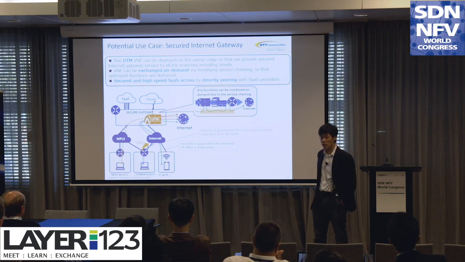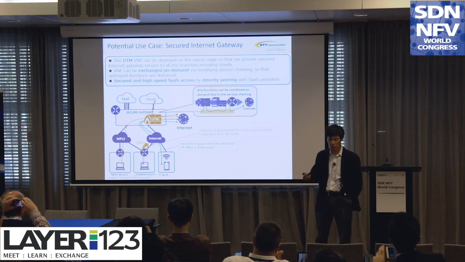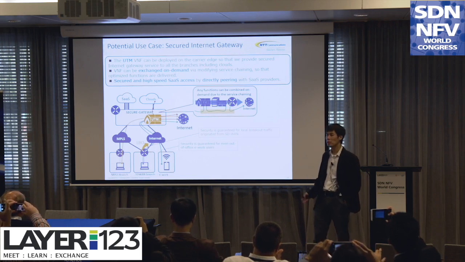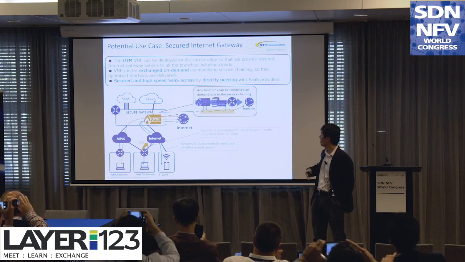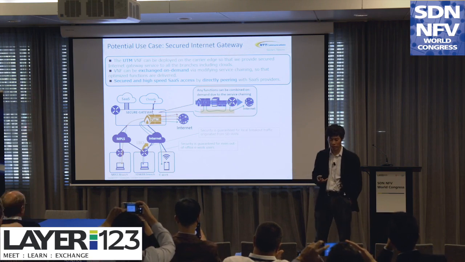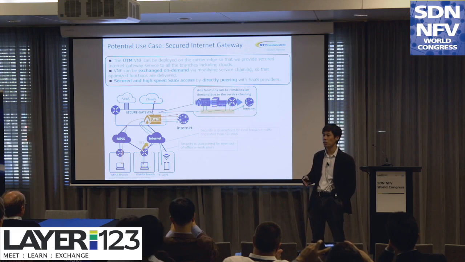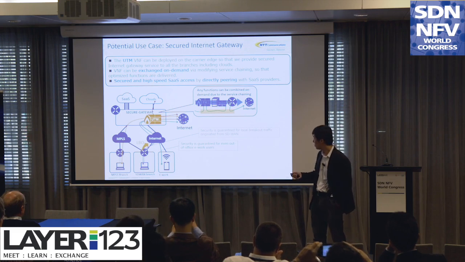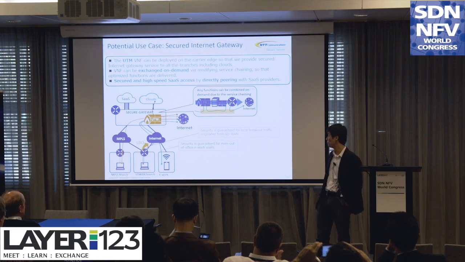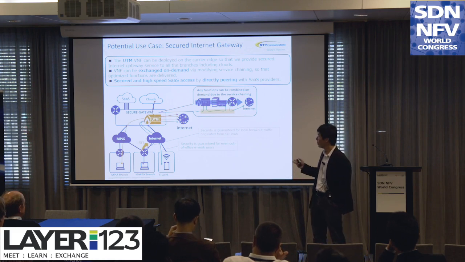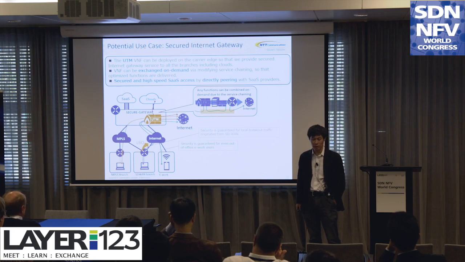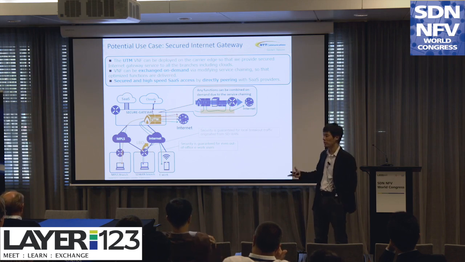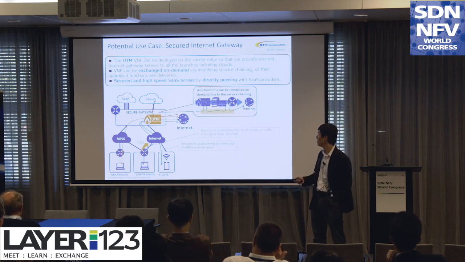And here comes the next use case. It's the secure internet gateway. In this use case, we deployed VNFs, like UTM service VNFs, onto the carrier edge, in the same place that I mentioned here. In this way, we can provide a kind of secure internet gateway when people access from MPLS to the internet. This is one pattern.